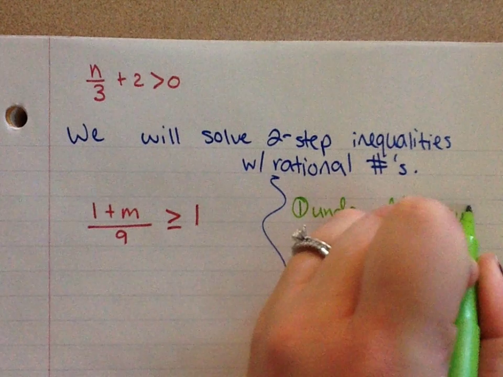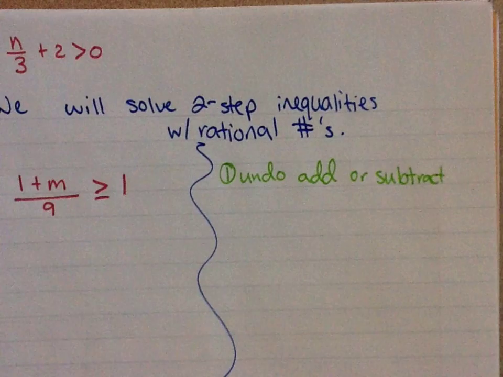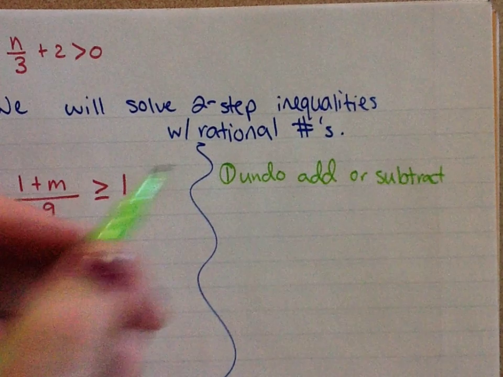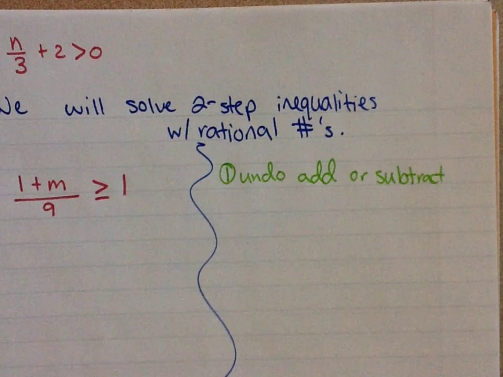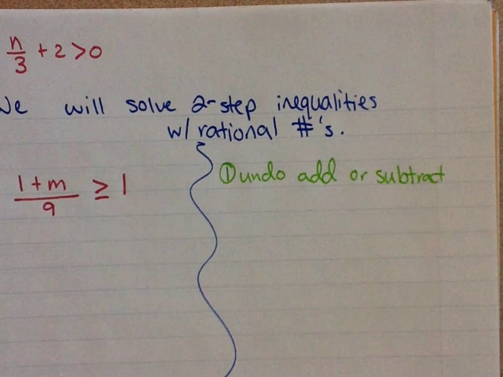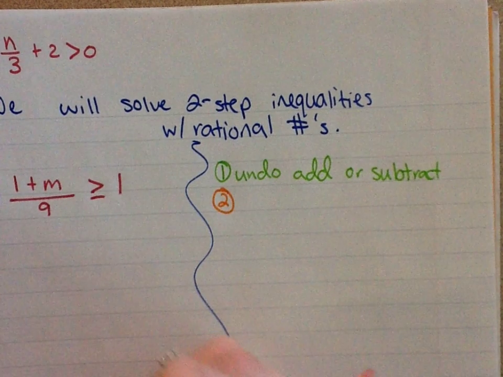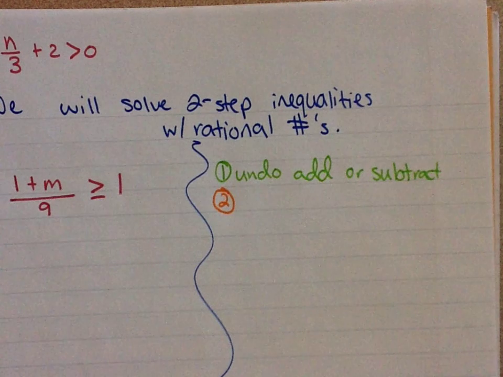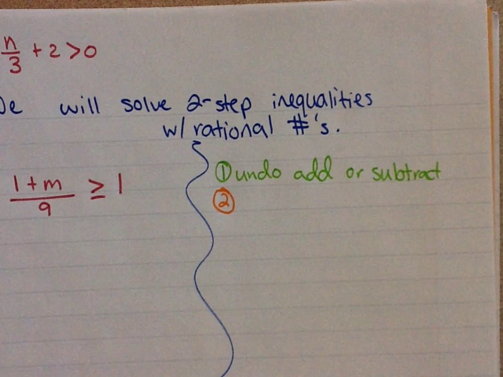Okay, we're working our order of operations backwards. So we're going to add or subtract first. We're going to undo that addition or subtraction. Okay, after we add or subtract, what is our second step going to be? Okay, Elena, what do we do after we add or subtract? Okay, I like that she's looking back at her notes. If you don't remember, that's where you refer, so good job.